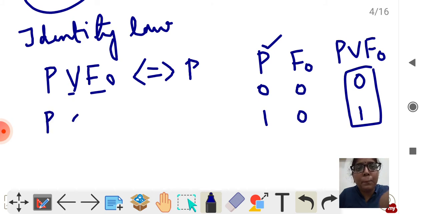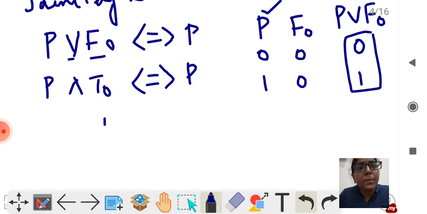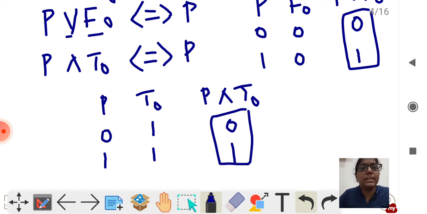And if you find P and T naught, which is logically equivalent to P. So you can take P and T naught. What are the values of P? Either it may be false or it may be true. What is T naught? It is both 1. What is P and T naught? It is 0 and 1 is 0, and 1 and 1 is 1. So what we got here is same as P. So P and T naught is P. Okay, so this is identity law.